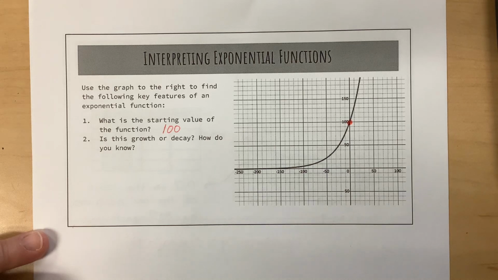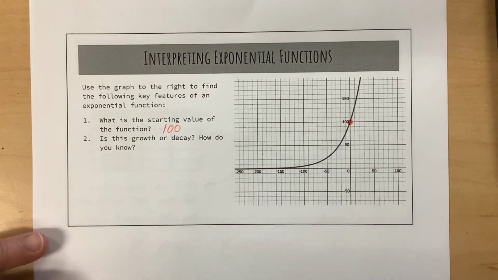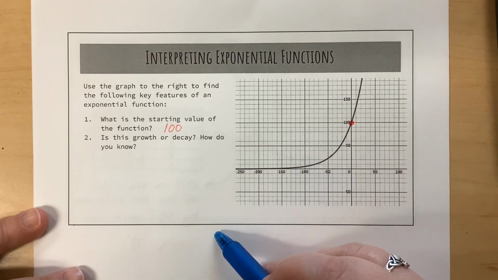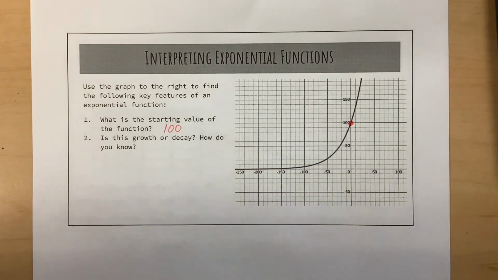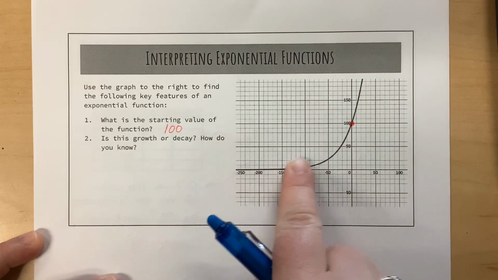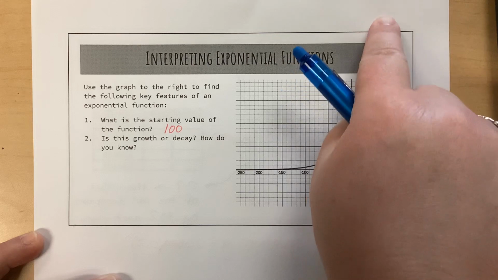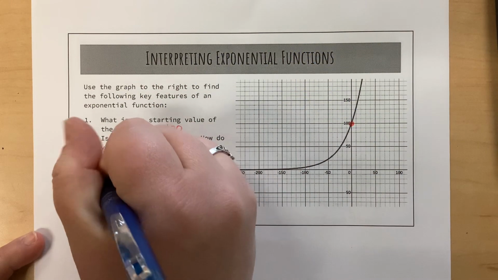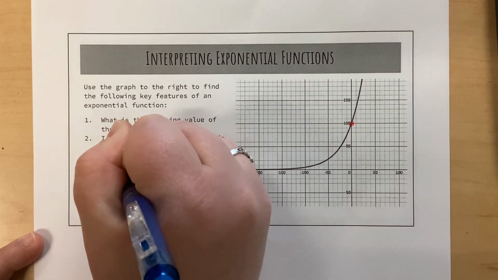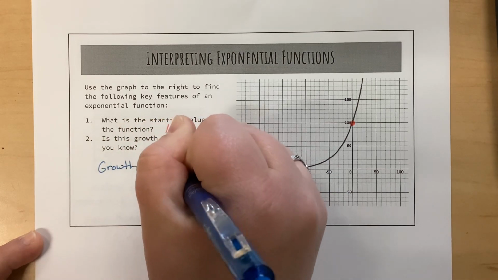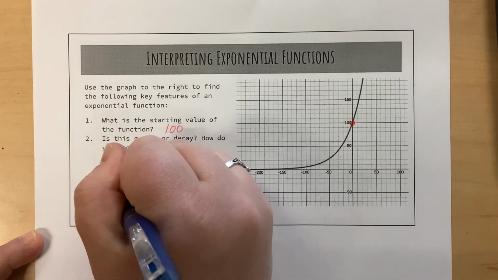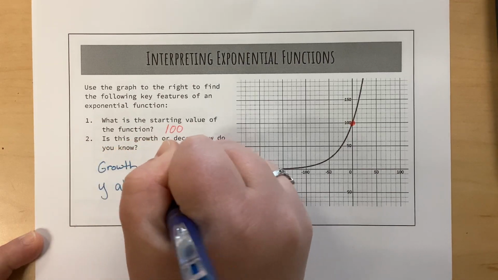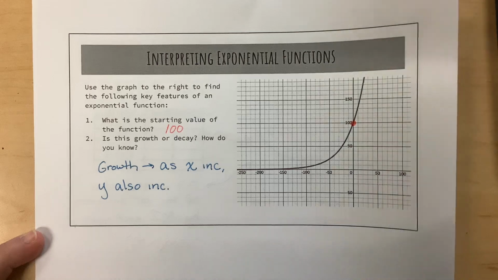That's the starting value. Now, growth or decay, just like when you look at a linear function to see if it's going up from left to right or down from left to right, you look at the exponential function in the same way. So as I go to the right, the y values are increasing. So this is going to be growth. And it's simply because as x increases, y also increases. Okay, let's try another.